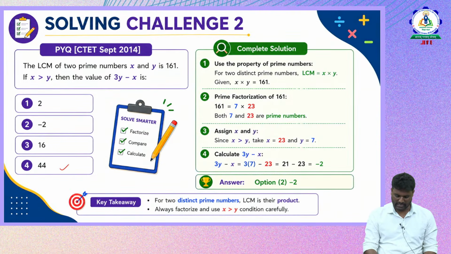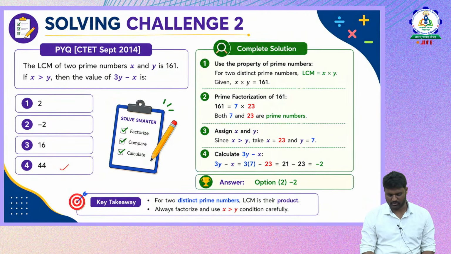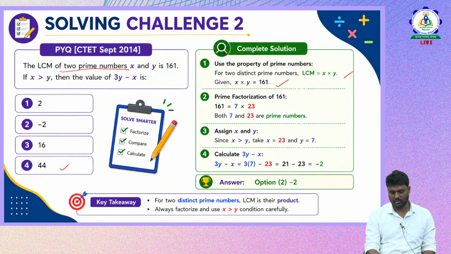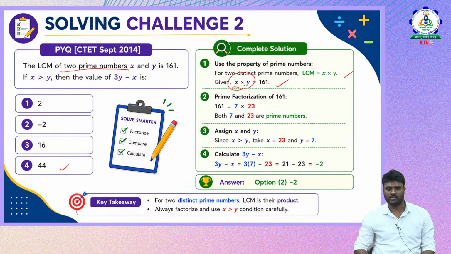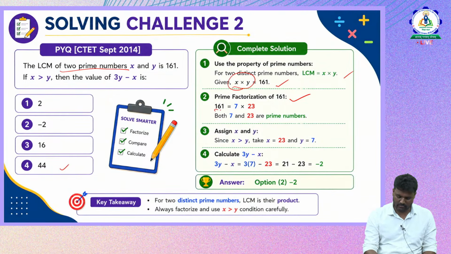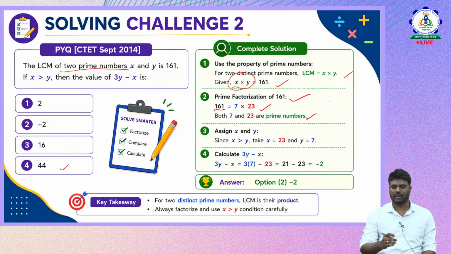Now let us see what concept is involved here. Use the property of prime numbers. We need to identify the prime numbers for 161. Let us assume the two distinct prime numbers are x and y, with x into y equal to 161, the LCM of the two prime numbers. When you do the prime factorization of 161, we get 161 as 7 into 23. Both 7 and 23 are prime numbers, which cannot be divided by any number other than themselves.